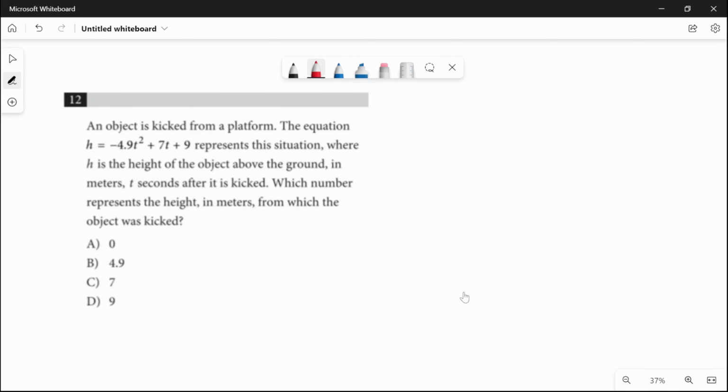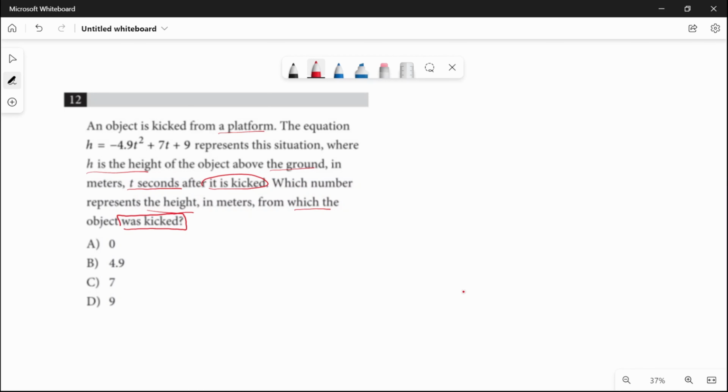Question number 12. An object is kicked from a platform. The equation h equals negative 4.9 t to the power of 2 plus 7t plus 9 represents this situation, where h is the height of the object above the ground in meters and t is the seconds after it is kicked. Which number represents the height in meters from which the object was kicked?